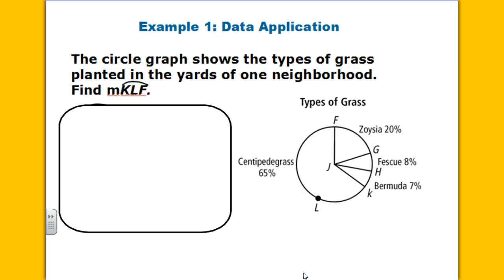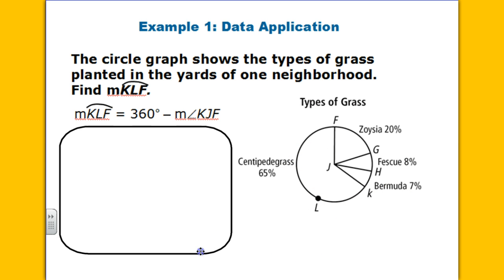Okay? The circle graph here shows the types of grass planted in the yards of one neighborhood. Find the measure of arc KLF. So we're finding a major arc. And this major arc makes up the centipede grass, which is 65% of the circle graph. 65% of the entire 360 degrees.